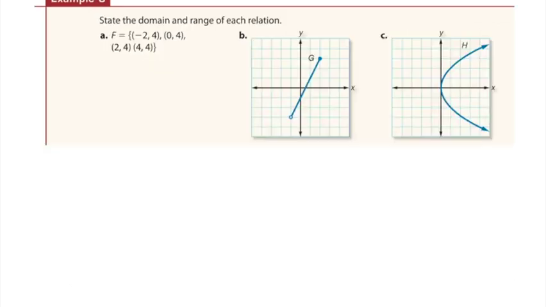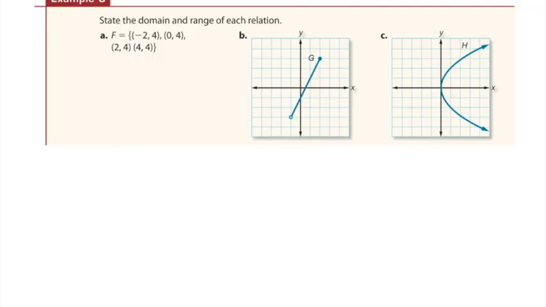Now, they can give it to you this way. Example 3 at the bottom of page 57. And they can say, state the domain and range. And here they've given me this, this, and this. This is easy. Domain, you're just going to list your X's and your range, you're going to list your Y's. Very simple. Here you have to pay attention to what's happening.